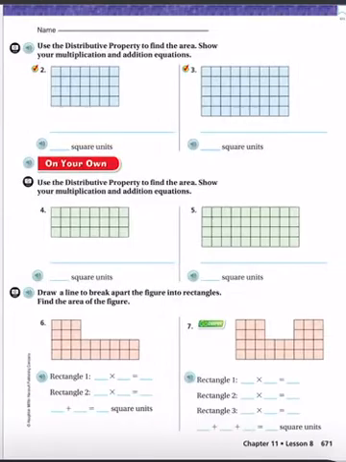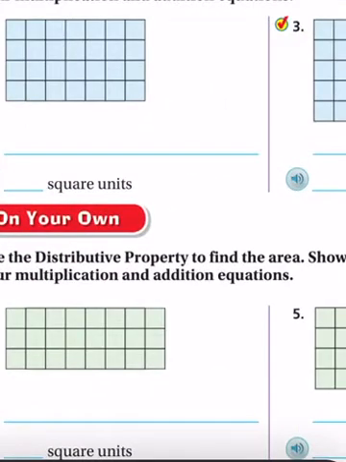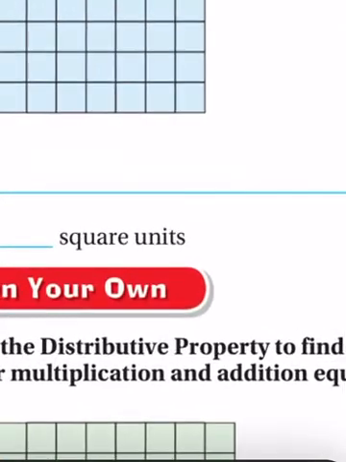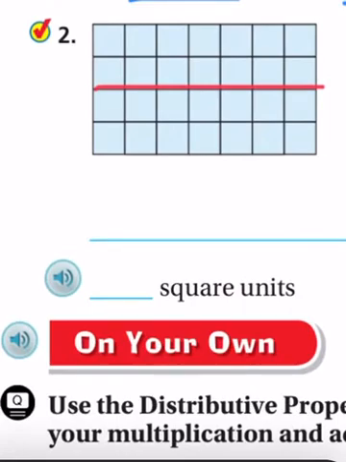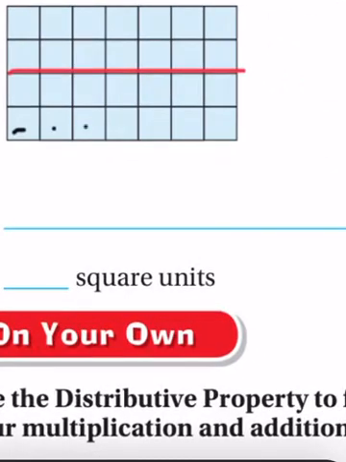Let's take a look at 2 and 3. Use the distributive property to find the area. Show your multiplication and addition equations. So make sure you show your work here. Now here we just have rectangles, so you can divide these up in a lot of different ways. I'm going to divide this one horizontally, and both of my rectangles will now be the same. So they both have a height of 2 or a length of 2, and they both have a width of 1, 2, 3, 4, 5, 6, 7.